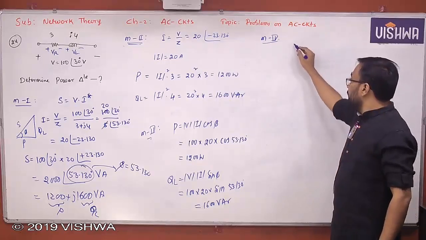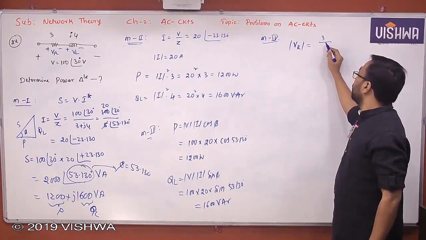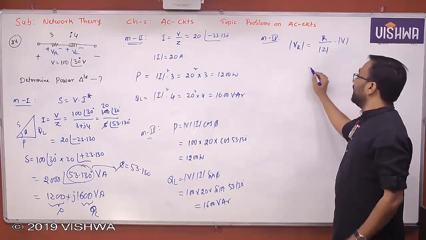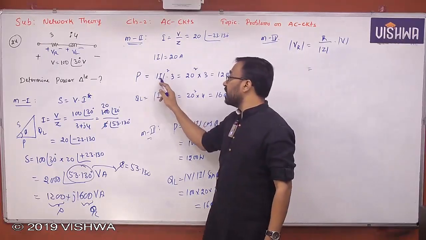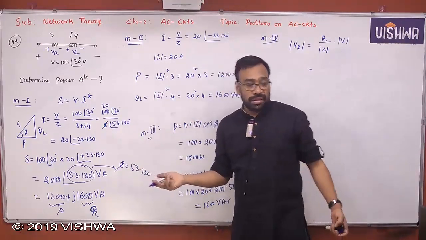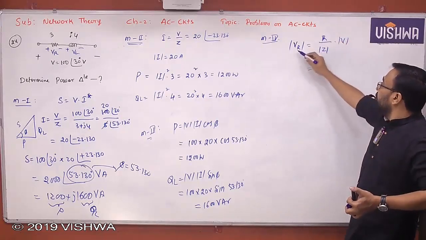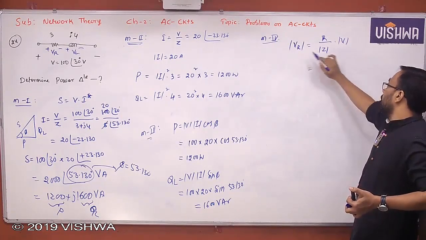So let me find that VR, but I deal with only RMS magnitude. Directly I can find it, that is R by Z into V, because I'm dealing with only magnitude. Power formula requires only RMS magnitude of either IR or VR. Or else, if I want complex, VR is equal to R by R plus jXL into V I can write. But I want only magnitude.